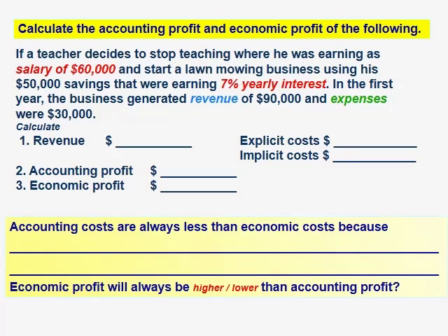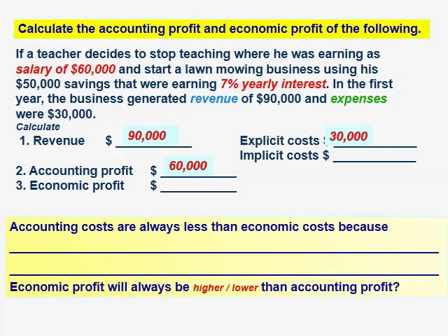Now, if this was an accounting calculation, this is what it would look like. The income or revenue generated was $90,000. His expenses, explicit cost, $30,000, so his profit would have been $60,000. So on the face of it, from the accounting point of view, good business. It's a good first year's profit.